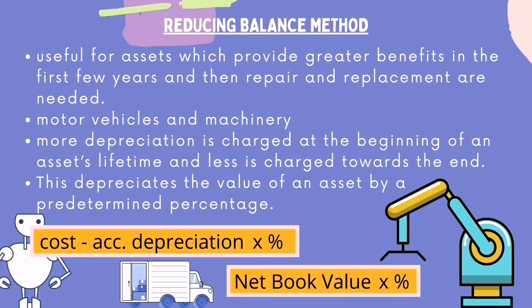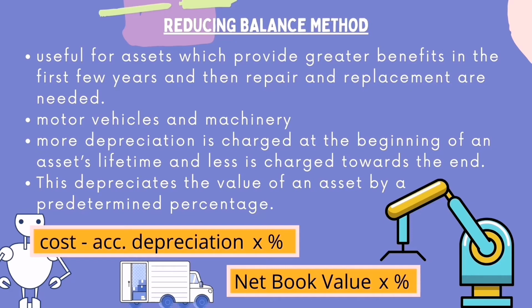On the other hand, the reducing balance method is useful for assets which provide greater benefits in the first few years and then repair and replacement are needed, like motor vehicles and machinery, where more depreciation is charged at the beginning of an asset's lifetime and less is charged towards the end. This method uses a predetermined percentage to depreciate the asset.